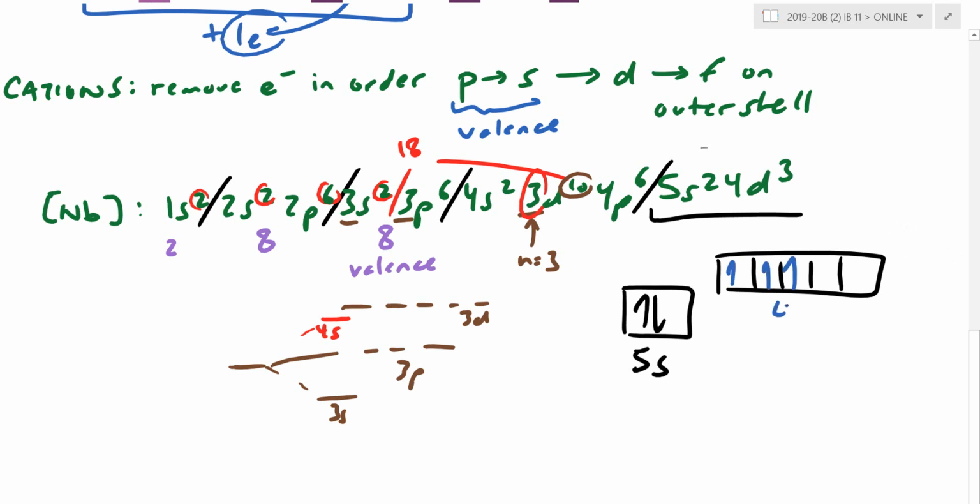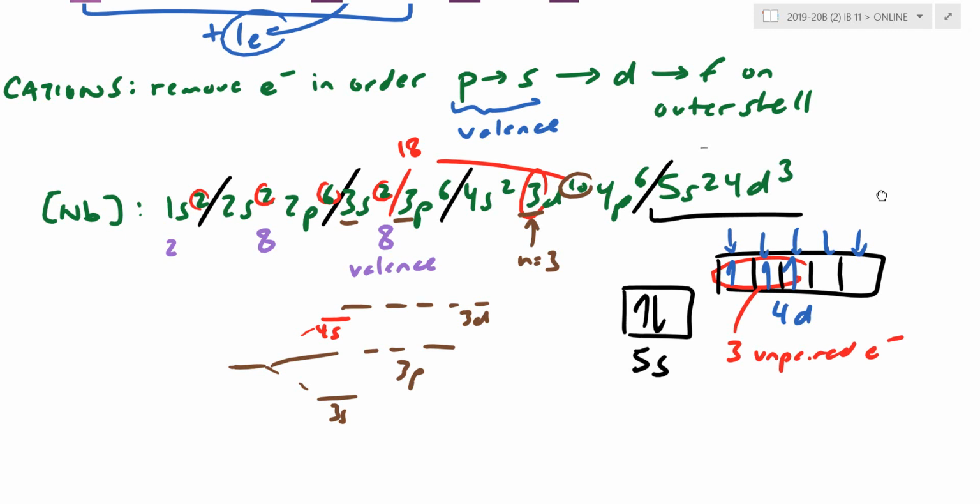So in this case, we have 4d3. There are 5 individual 4d orbitals. Each room itself is called an orbital. So that's 5 d orbitals. But because of Hund's rule, we only have 3 electrons. There we go, we have 3 unpaired electrons.